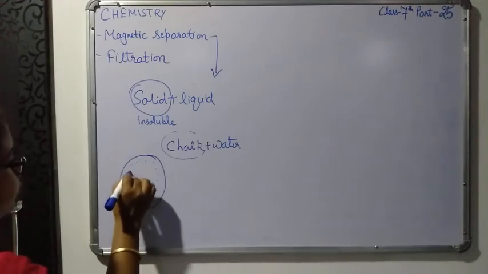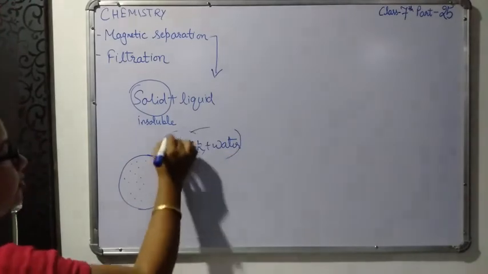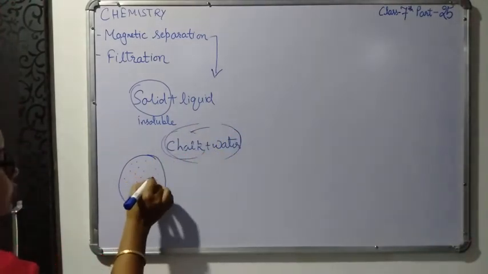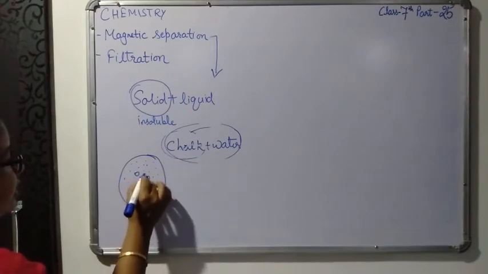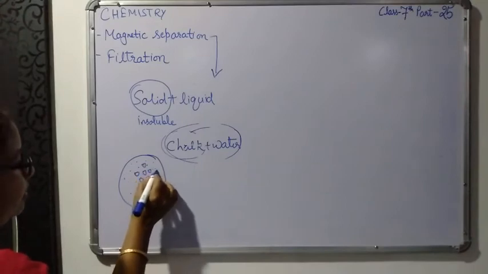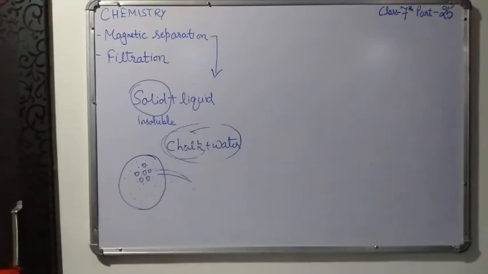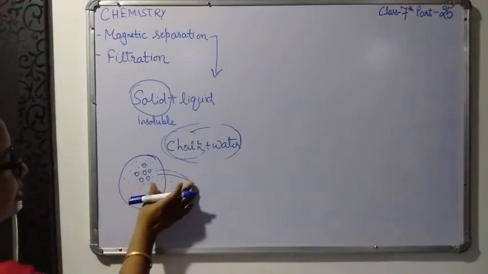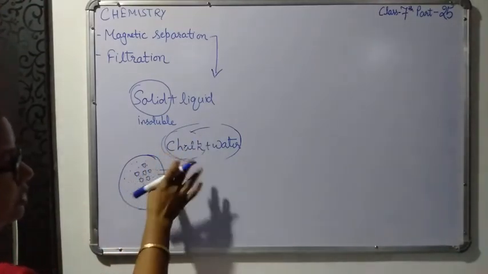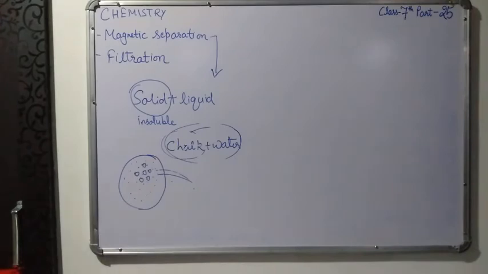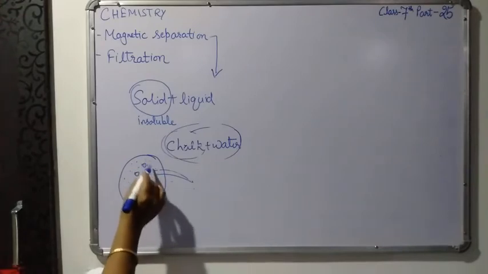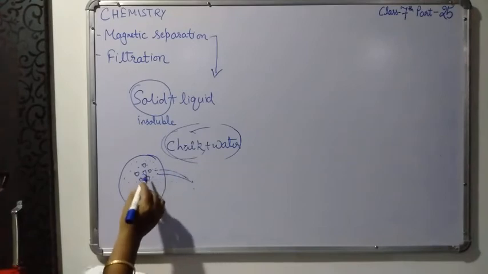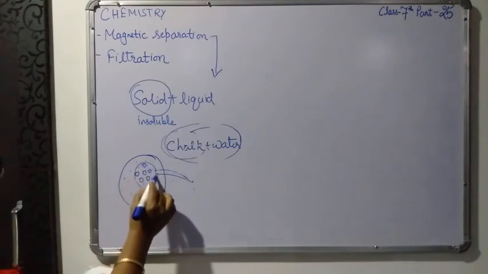Whenever you pass this mixture through this filter device, the chalk will settle over the filter paper, and the water will pass out through the filter paper. In this way you can separate the chalk and water from each other. So a filter is a device which consists of small holes. The filter allows the liquid to pass through the holes and retains the insoluble solid on it.